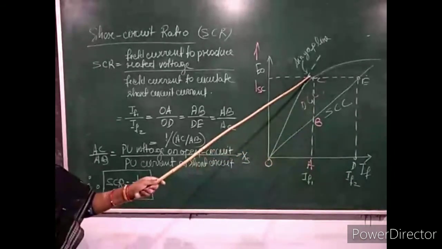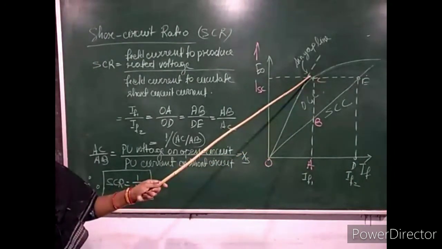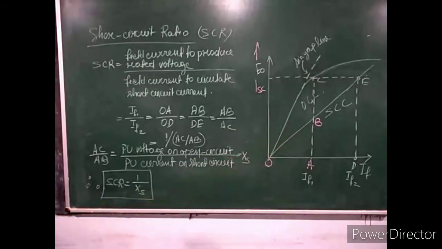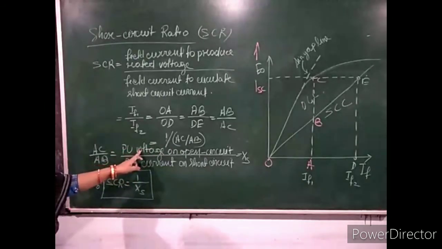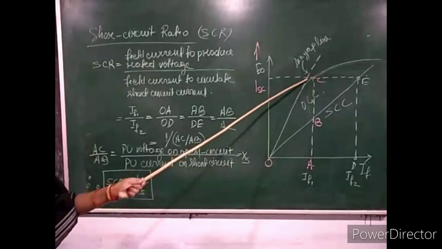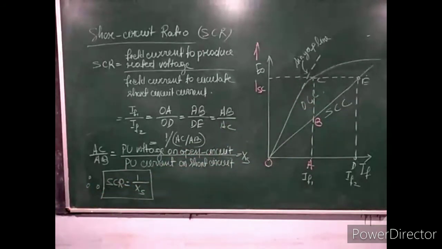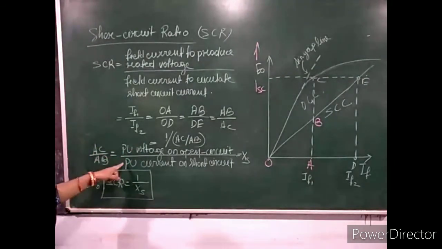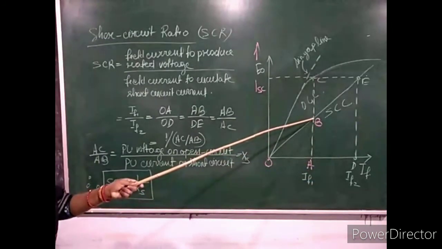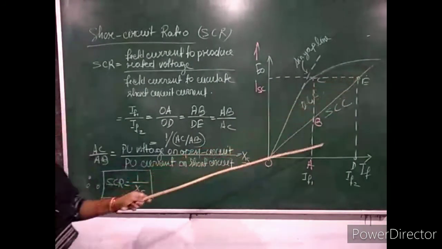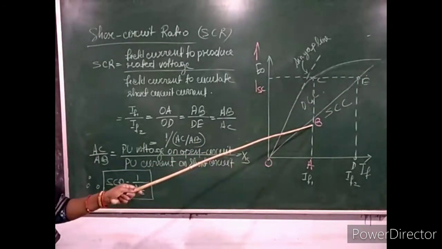AC is the field current which gives the rated value of EMF generated. AC is the per unit voltage on open circuit condition; this range, up to this, is the rated value of generated EMF. So AC is the per unit value of open circuit voltage, and AB is the corresponding value of short circuit current. AB you get from the short circuit curve.